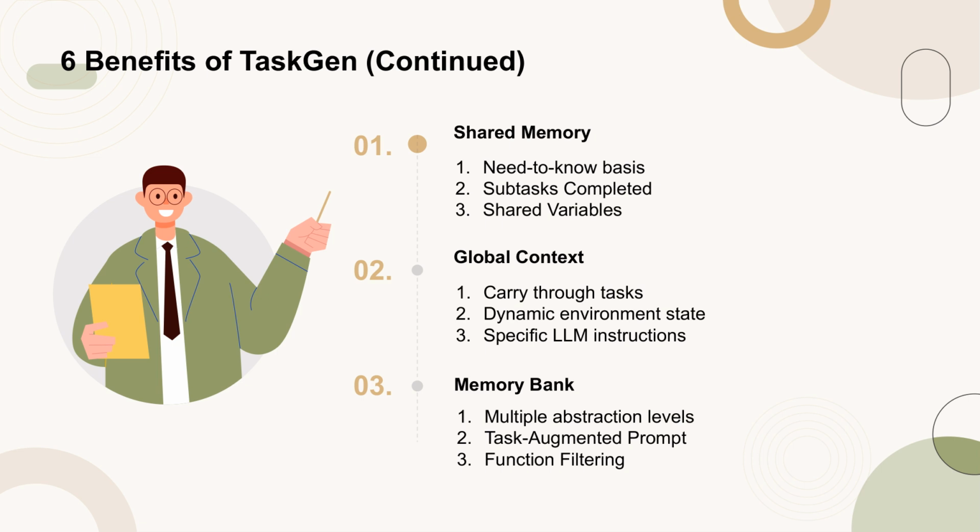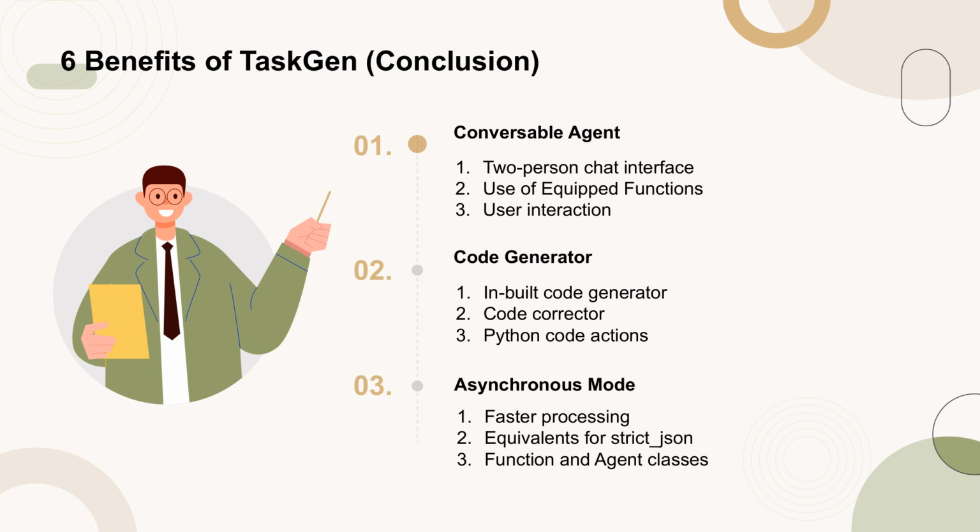The memory bank is designed to store information at multiple levels of abstraction, which is essential for a generic problem solver. This approach enables task-augmented prompting and equipped function filtering by task, enhancing LLM performance by ensuring the correct functions are utilized. TaskGen also offers additional features such as a conversable agent, which provides a two-person chat interface where the agent can perform actions using its equipped functions and interact with the user.